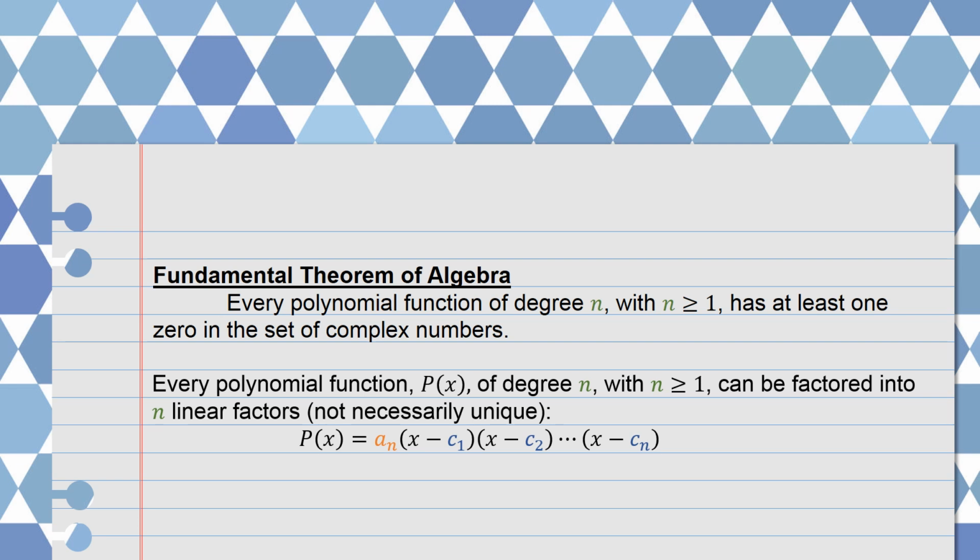Now to make more sense of this, a sub n is a multiplier. It is a coefficient. It is a number. It does not have a variable. While c sub 1, c sub 2, all the way to c sub n are the zeros.